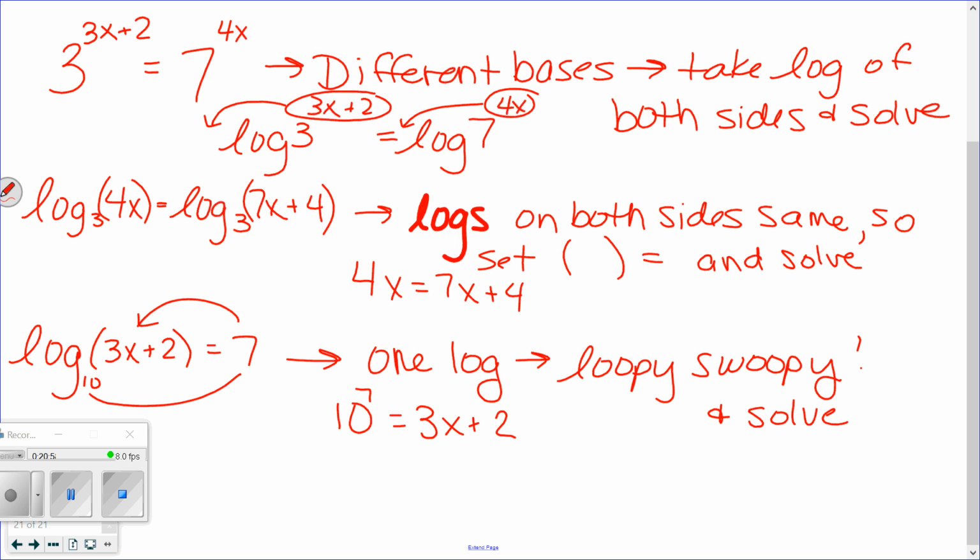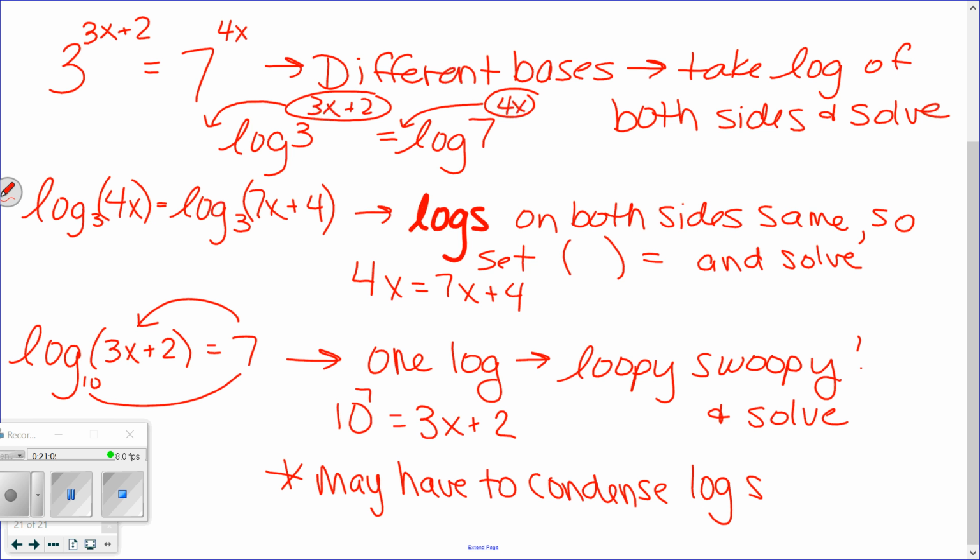We'll put a little note on here, may have to condense logs. Because if I have more than one piece in here, you may have to condense it down to a single log. And same thing with e's, little asterisk there. ln, rewrite as log base e before you can loopy swoopy that.